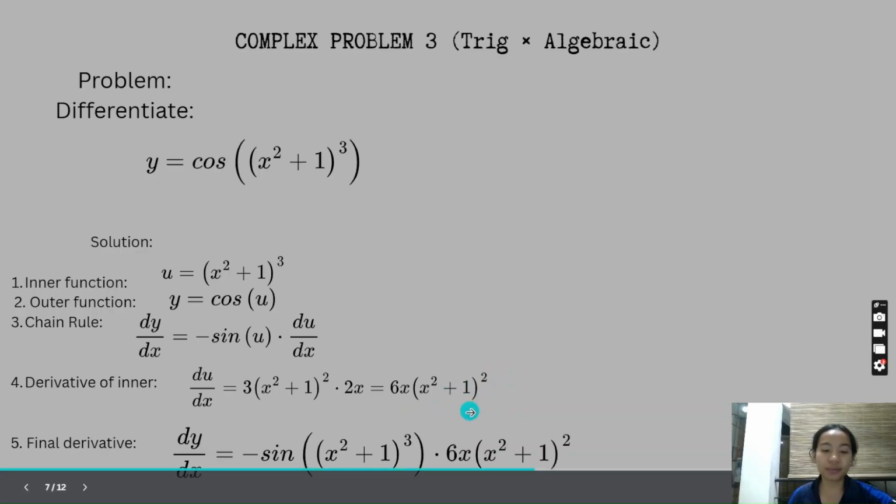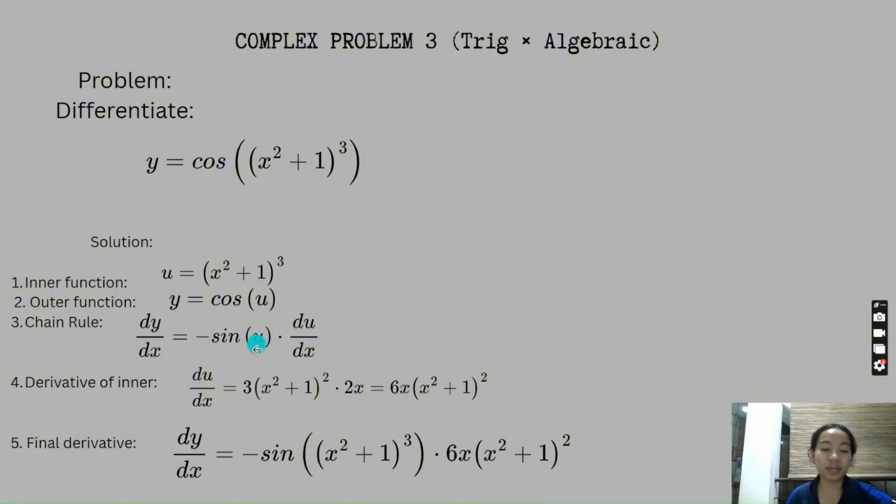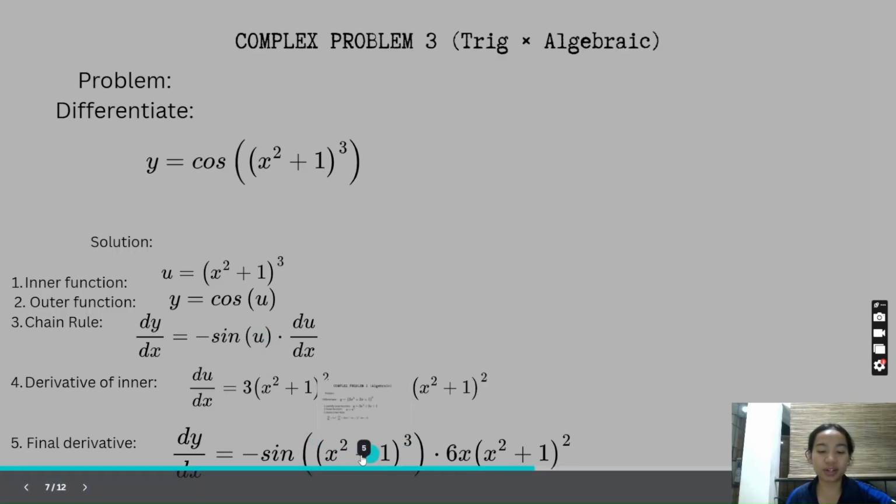Combining our answers, we have obtained negative sine of x squared plus 1 to the third times 6x times the quantity of x squared plus 1 to the second. The very reason why it remained as u here is that of course we are not going to forget to copy the inner function here, before we add the derivative of the inner function.